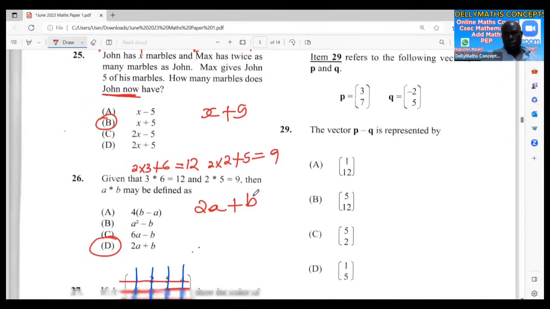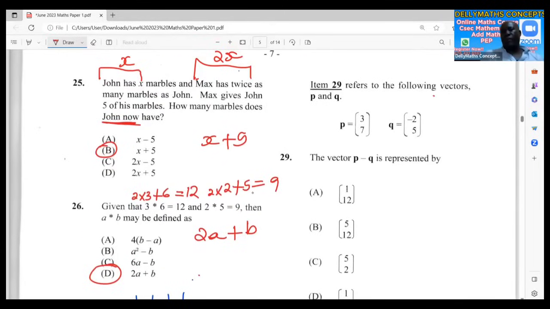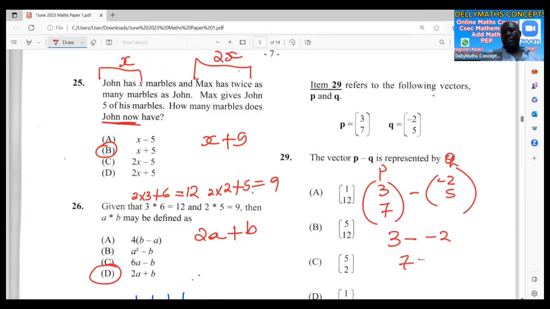29. All right, so 29 refers to the following vector. We have P and we have Q. We want the vector P minus Q. So we're going to represent this by using matrices. So that is P, 1 minus negative 2, 5. We apply the matrix, no pressure. 3 minus, then there's a negative 2. And then 7 minus, there's a 5. We all know that when we have 2 negative signs beside each other, with nothing between them, the rule for multiplication will affect the signs. This becomes plus. Our final answer is 3 plus 2, 5. 7 minus 5, 2. We're looking for 5, 2.